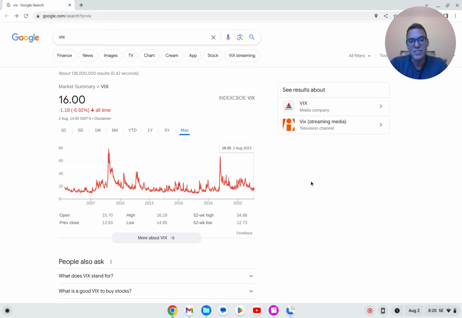So look at the VIX. Look at the VIX to see if the market is fearful or greedy. And in this case, I think we still see a lot of fear and we still see a lot of opportunity.